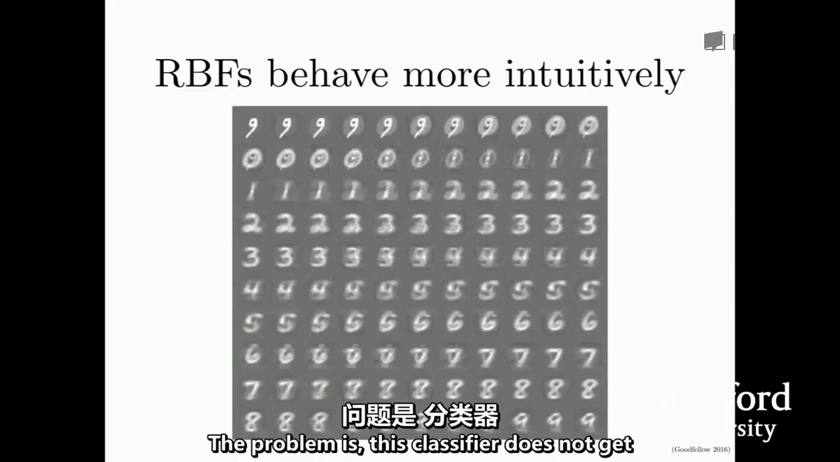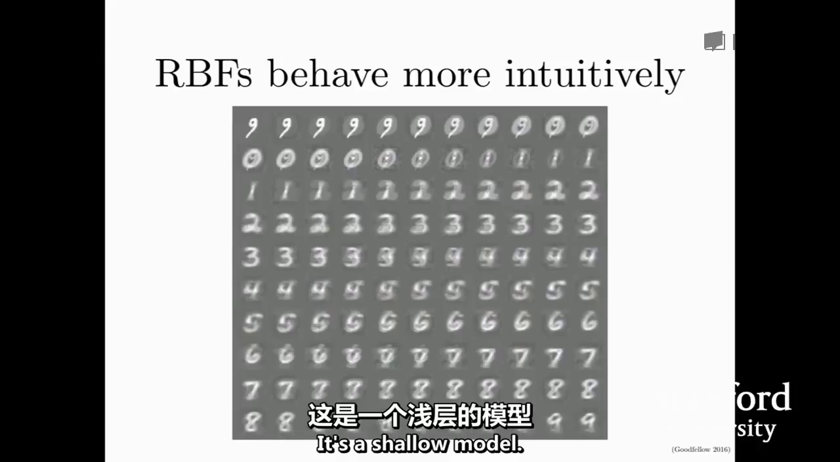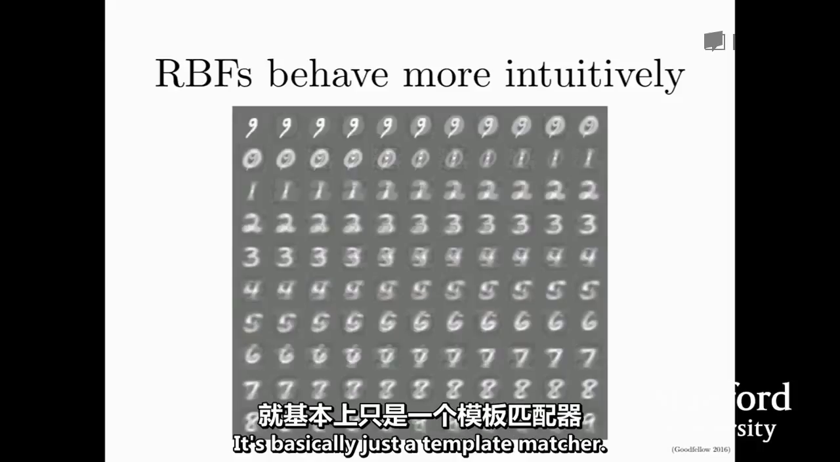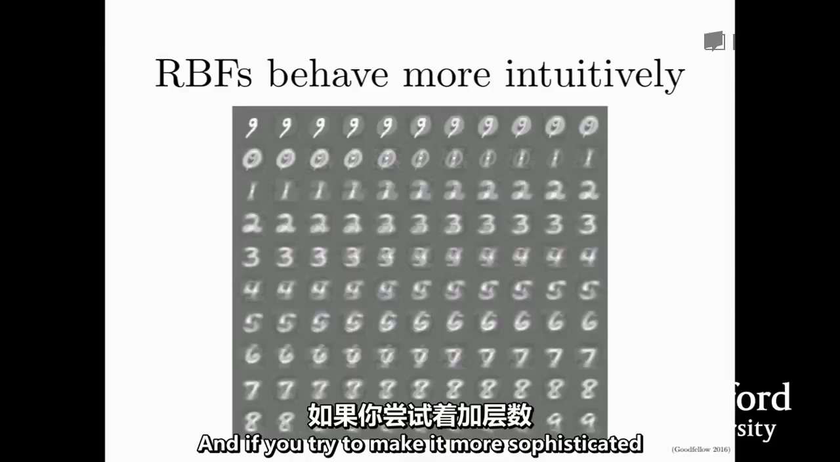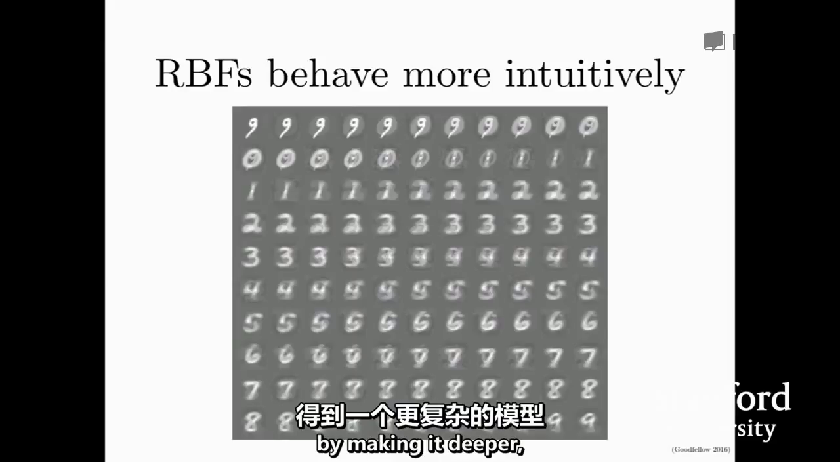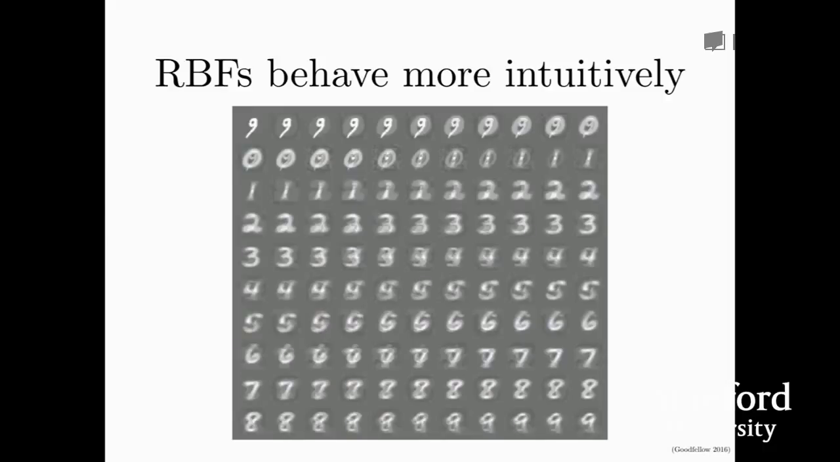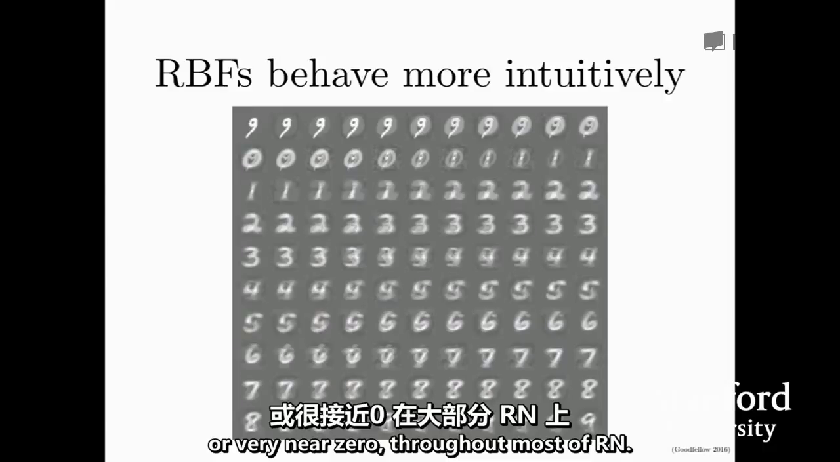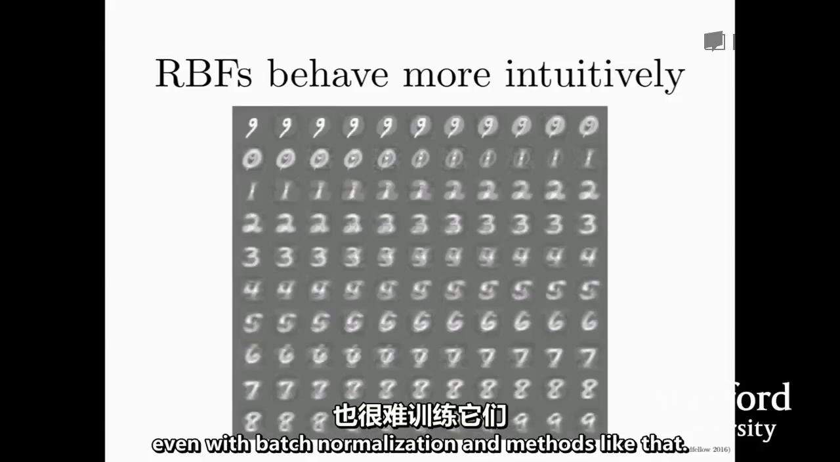The problem is this classifier does not get very good accuracy on the training set. It's a shallow model. It's basically just a template matcher. It is literally a template matcher. And if you try to make it more sophisticated by making it deeper, it turns out that the gradient of these RBF units is 0 throughout, or very near 0 throughout most of R^n. So they're extremely difficult to train, even with batch normalization and methods like that.